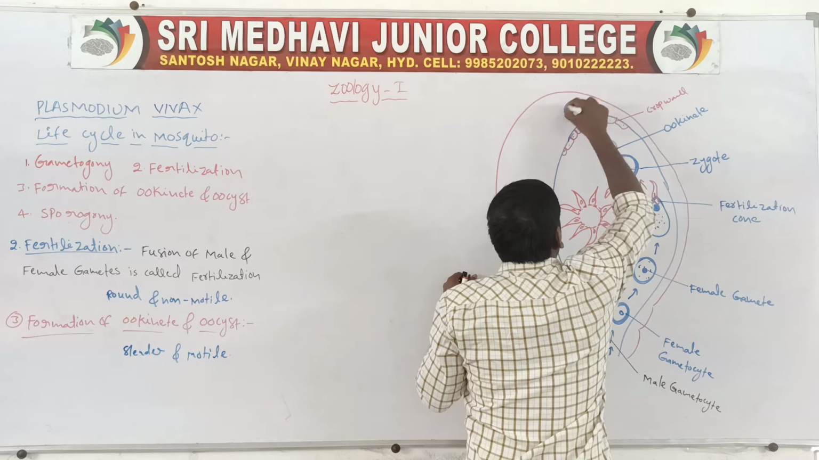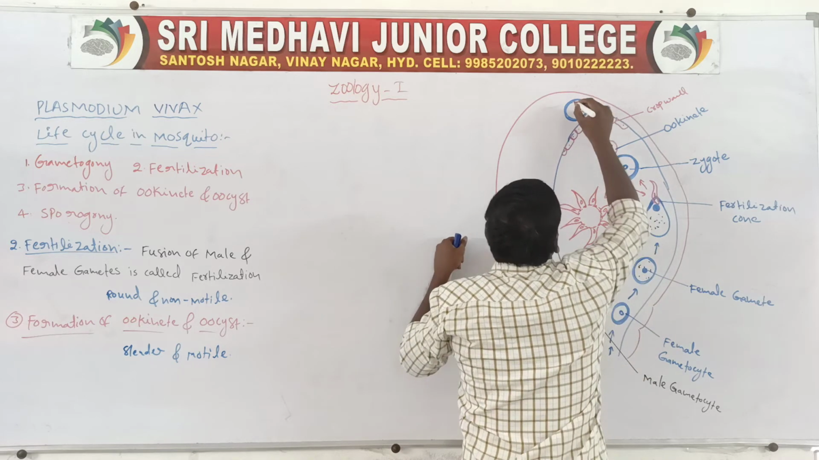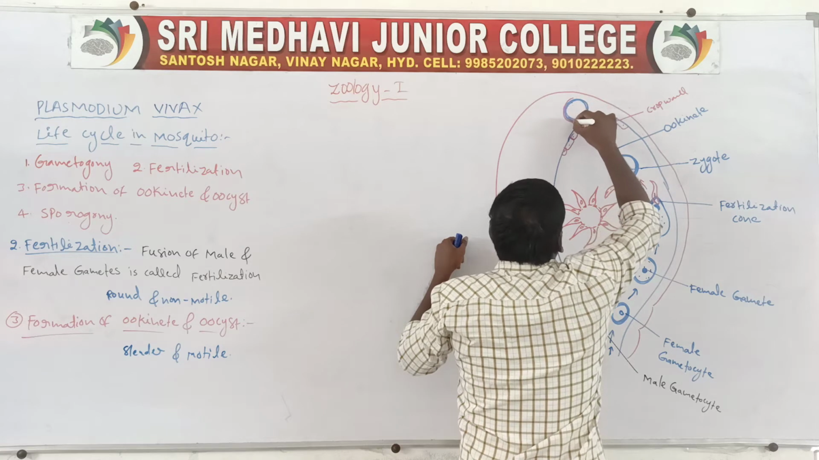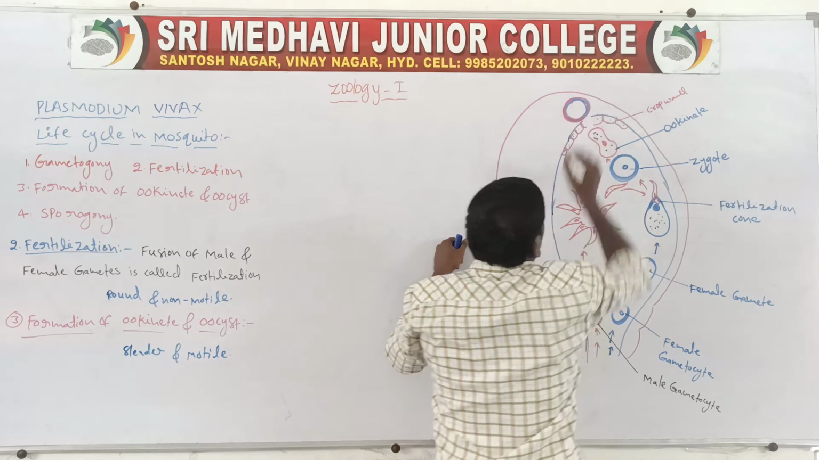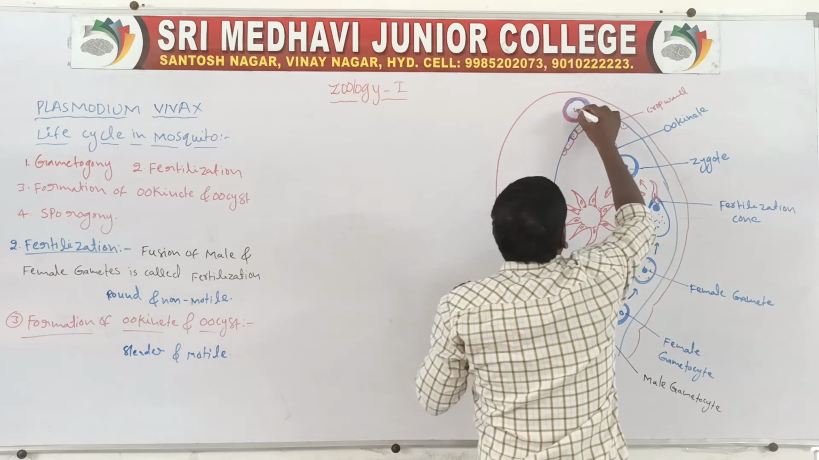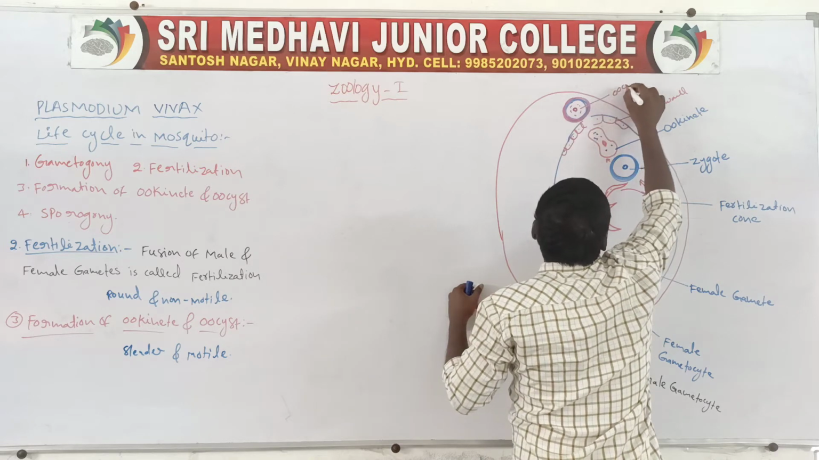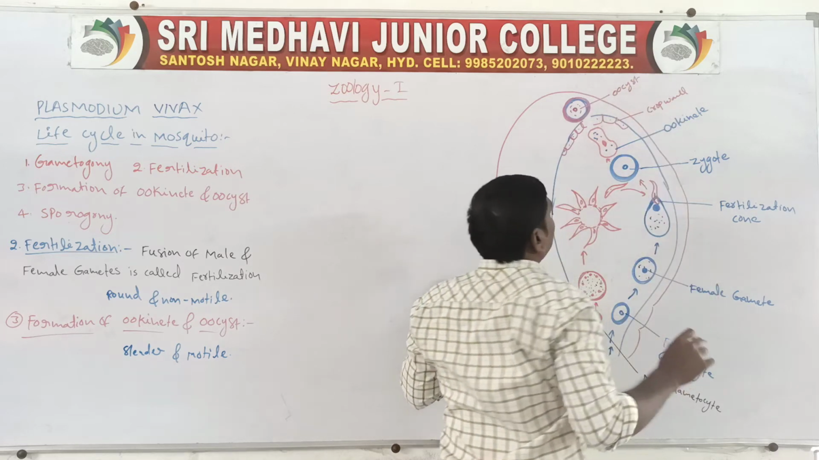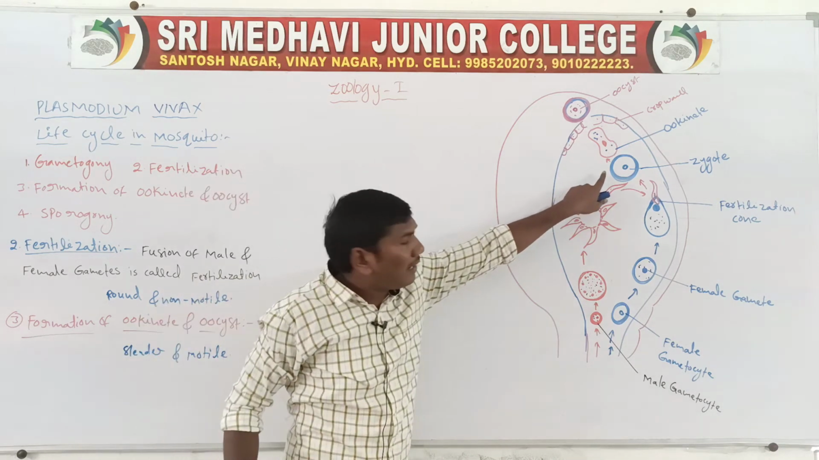These are changed into the round shape and surround the cyst wall. So this stage is called as oocyst. So the zygote is round shape and non-motile.